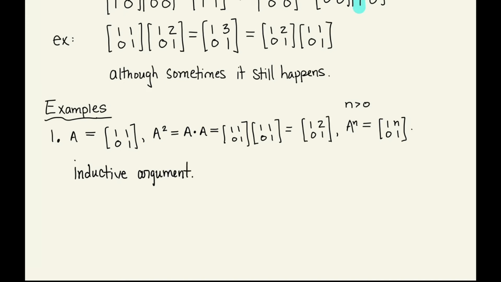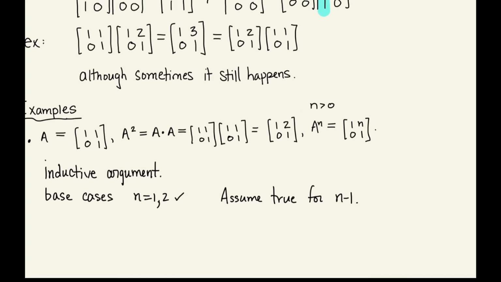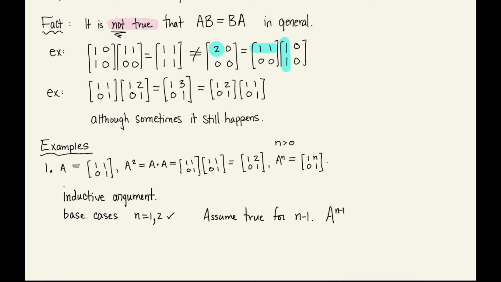Well, we've actually already worked out the base cases, A to the first power and A squared. So our base cases where n is equal to 1 and 2 are done. The formula holds. So in an inductive argument, what you would do next is assume that the formula is true for n minus 1. In particular, if we look at A to the n minus 1, it would be [1, n minus 1; 0, 1]. And then we use this assumption to prove the formula in general.